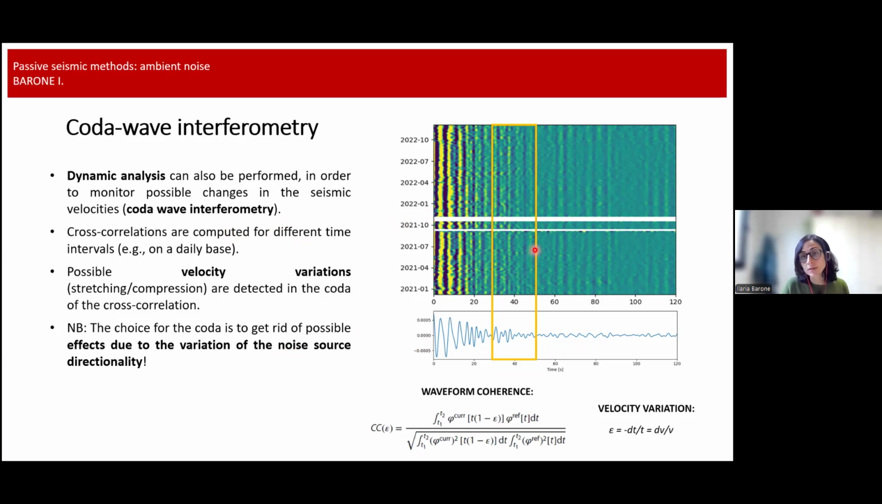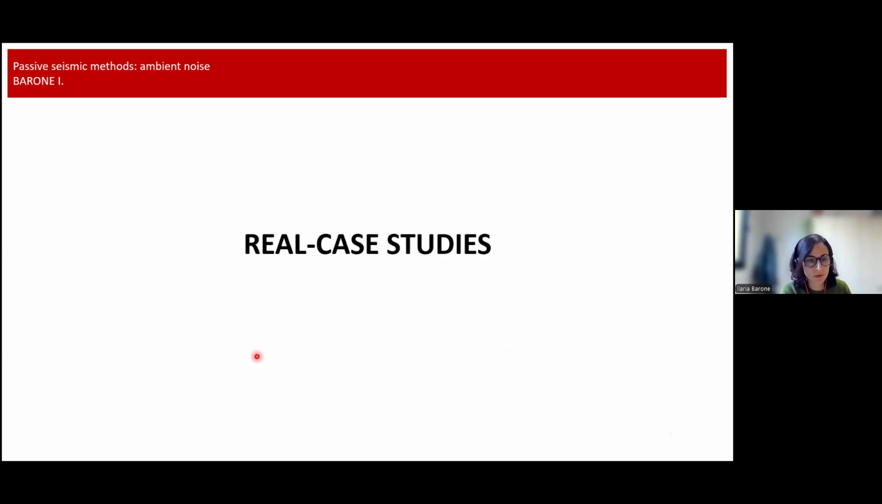The scattering should redirect the ambient noise into different directions, and so we should not have too many problems related to seasonality of the noise source and so on. That's it for the first part of this presentation.